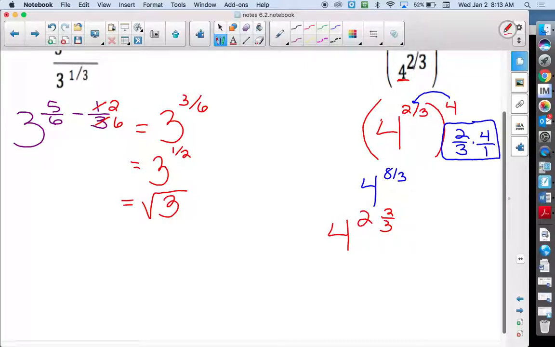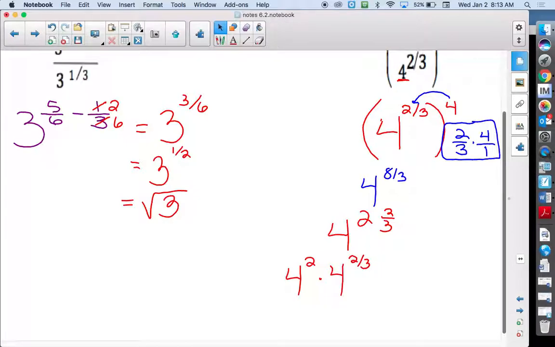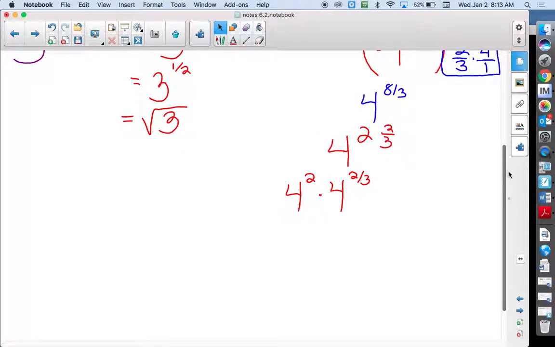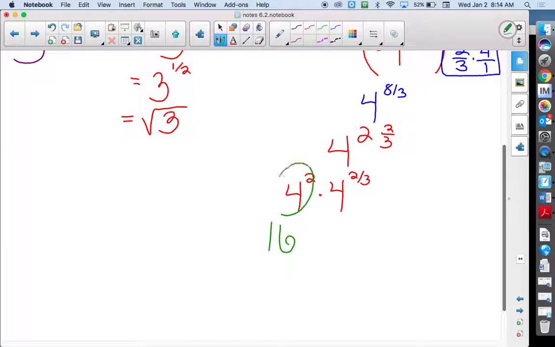Okay, so we're going to split this apart because our goal is to simplify. So we're going to keep the 4 squared and then the 4 to the 2/3. So this is one of those problems where it's a multi-step problem. There's a couple of things that we have to do to get this to simplify. The 4 squared part becomes 16. So that's the whole number that we pulled apart from that fraction. So now that's 16. The other part we're going to write as a radical.